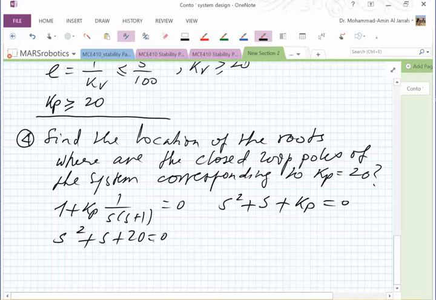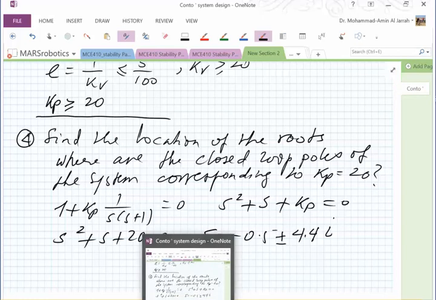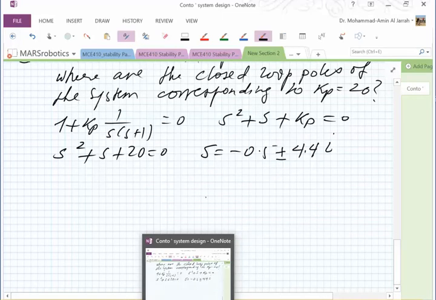What are the roots? Can you find them? So s equals minus 0.5, because zeta omega n is 1. So minus 0.5 plus or minus, what is it? Minus 0.5 plus 4.4 j, and also minus 0.5 minus 4.4 j. Yeah, this is the conjugate, right? So this is what we have.